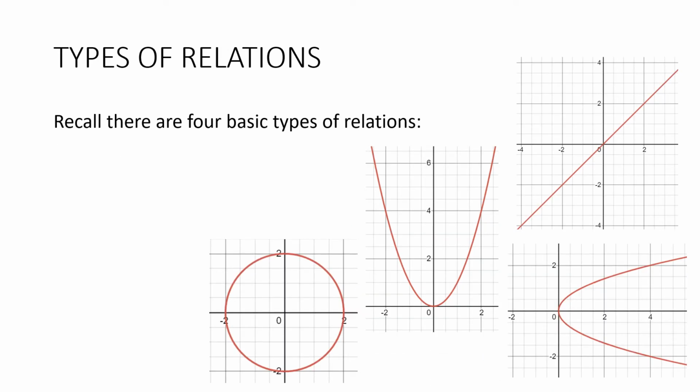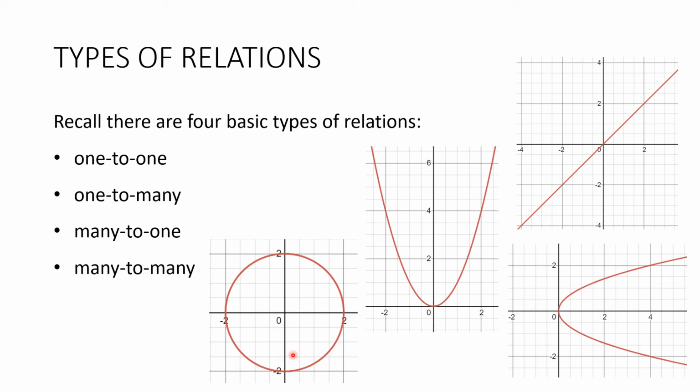Now recall that there are four basic types of relations. There's one-to-one, which is this one here. So any x value will map to exactly one y value. We have a one-to-many, which is this one here. This one's not a function. In this case here, we've got x is equal to 2, and it's mapping to two different y values. So one-to-many. We've got many-to-one, which is this one. In this case, -2 and +2 both map to the same y value. So many-to-one. And then we have many-to-many, which is this one here.